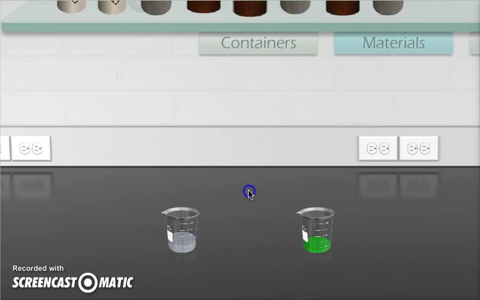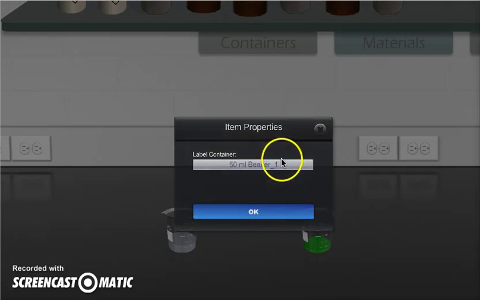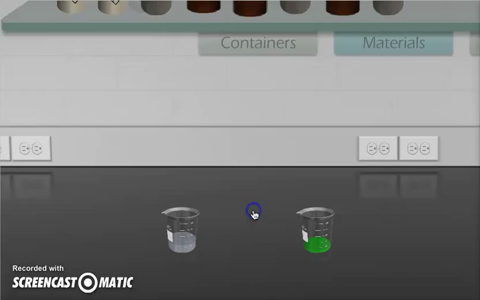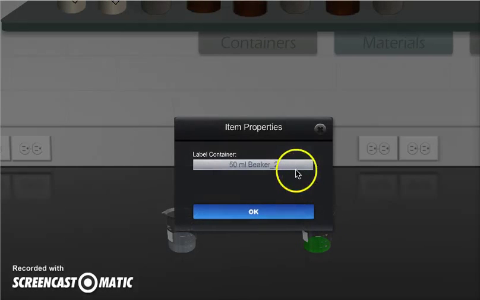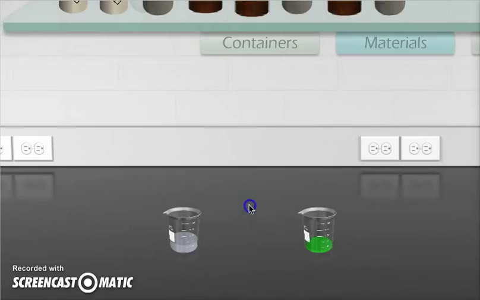To keep the beakers organized and to avoid confusion, we are going to double-click on each beaker and rename it with the corresponding solution that is inside. So in this first one, we have the sodium hydroxide, and the second one, the nickel 2 chloride. Now we're going to perform the reaction.